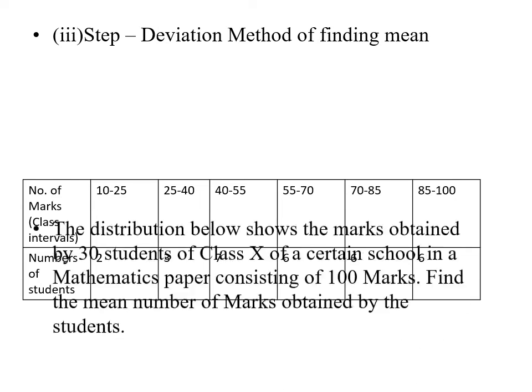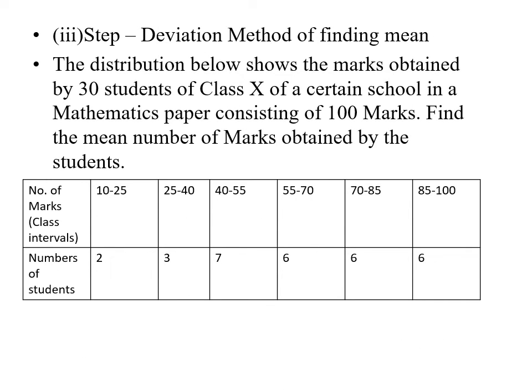Now here is one solved example for you so that you understand how to calculate the mean by the step deviation method. The distribution below shows the marks obtained by 30 students of class 10th of a certain school in a mathematics paper consisting of 100 marks. Find the mean marks obtained by the students.